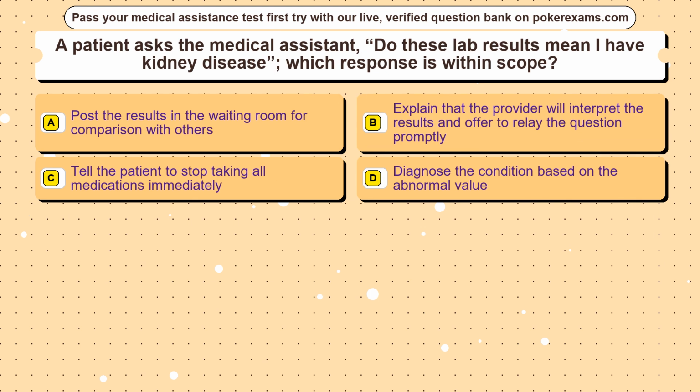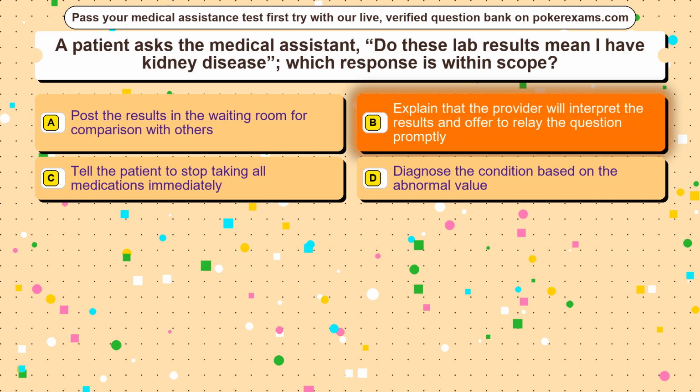Question 89. A patient asks the medical assistant, do these lab results mean I have kidney disease? Which response is within scope? Option A, post the results in the waiting room for comparison with others. Option B, explain that the provider will interpret the results and offer to relay the question promptly. Option C, tell the patient to stop taking all medications immediately. Option D, diagnose the condition based on the abnormal value.